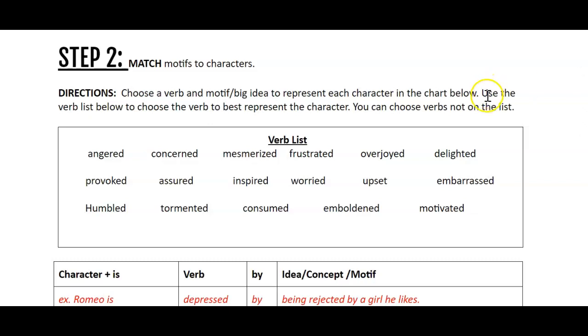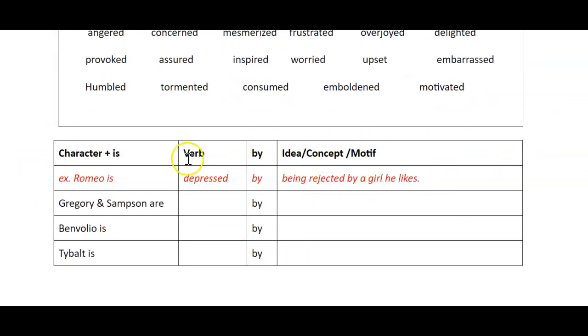to specific characters. And you're going to choose a verb and big idea to represent each character in the chart below. Use the verb list to help you, but you don't have to just stick with these verbs. So, for instance, a character, Romeo, verb, depressed by, and then being rejected by a girl he likes. So it should read like a sentence. Romeo is depressed by being rejected by a girl he likes.